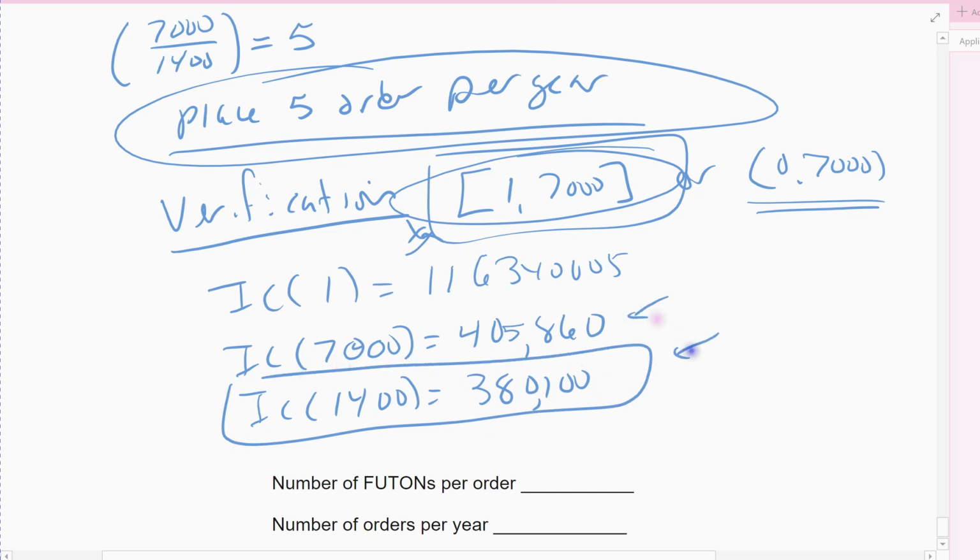Actually, shipping them all at once isn't too bad because we have very few shipments, right? We're only shipping them 5 at a time. So it should make sense that shipping all at once is not going to be that much different than shipping them a little bit at a time. But this is my minimum. All right, it does save me about $100,000, a little less than $100,000 to do that.